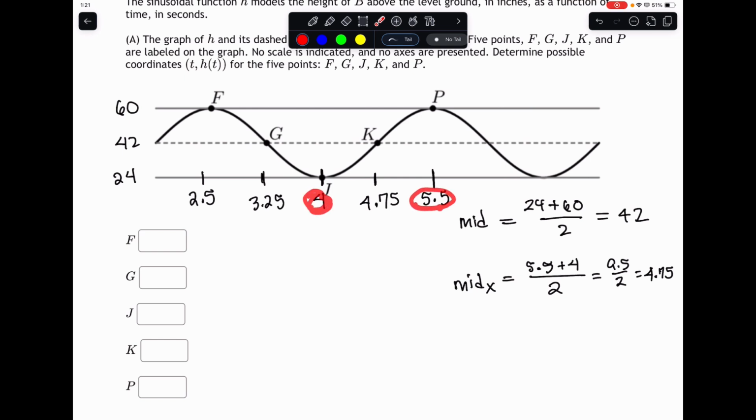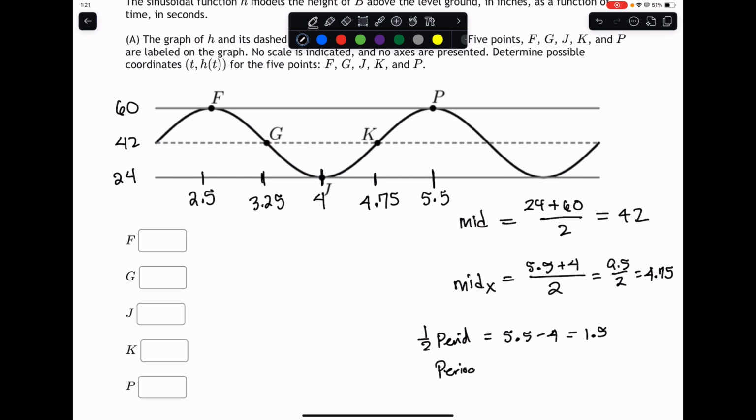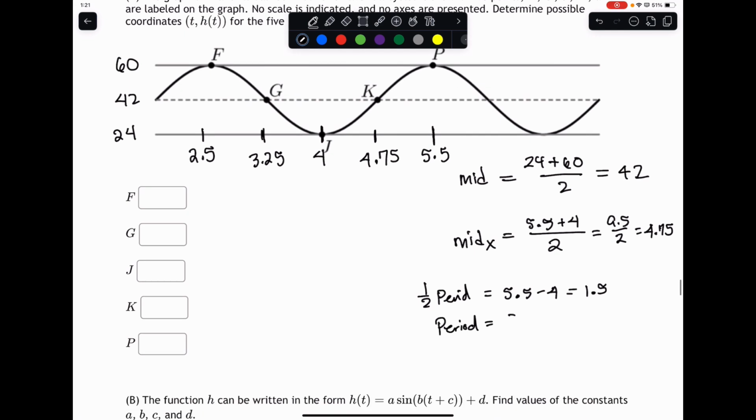Just to recap, I know that this is the time that point B is at its highest, and I simply figured out where the middle is between those, because of the increments. Since this is half of the period, I could also figure out the length between those two and simply double it. That would tell me the length of the period. So half of a period is equal to the distance of 5.5 minus 4, which is 1.5. And 1.5 times 2 means that the period would end up being 3.